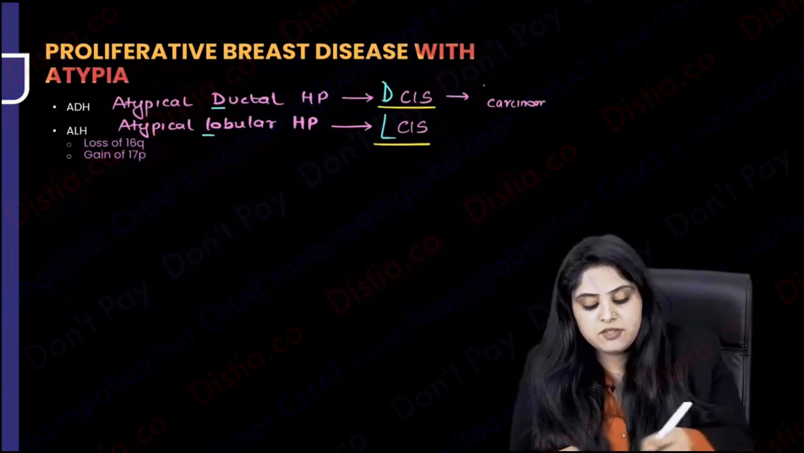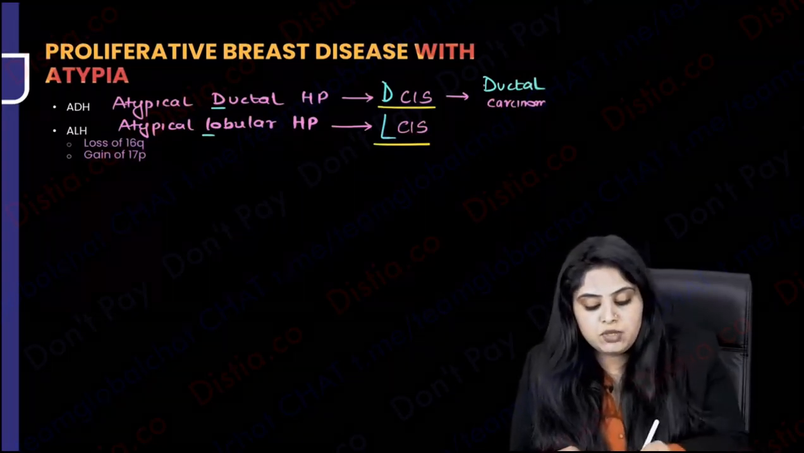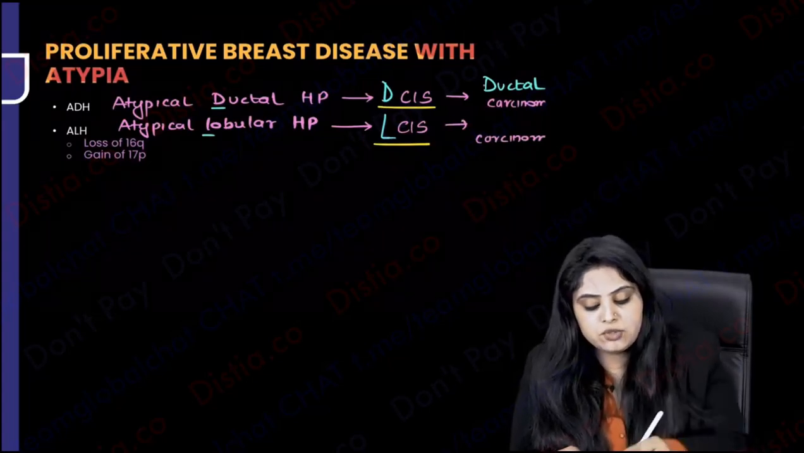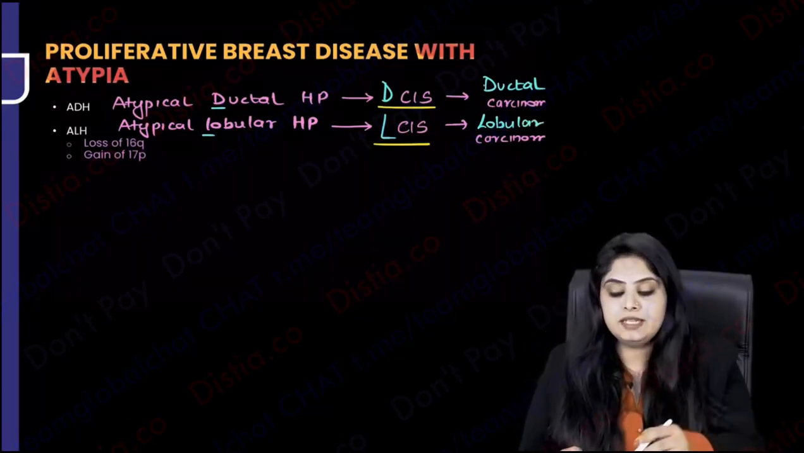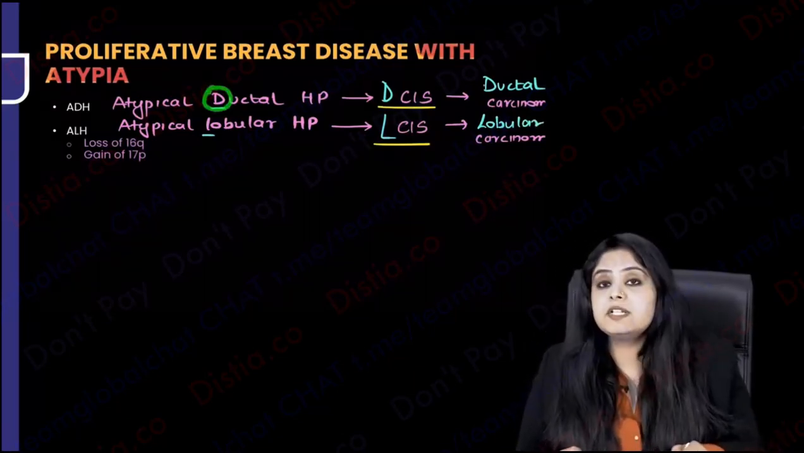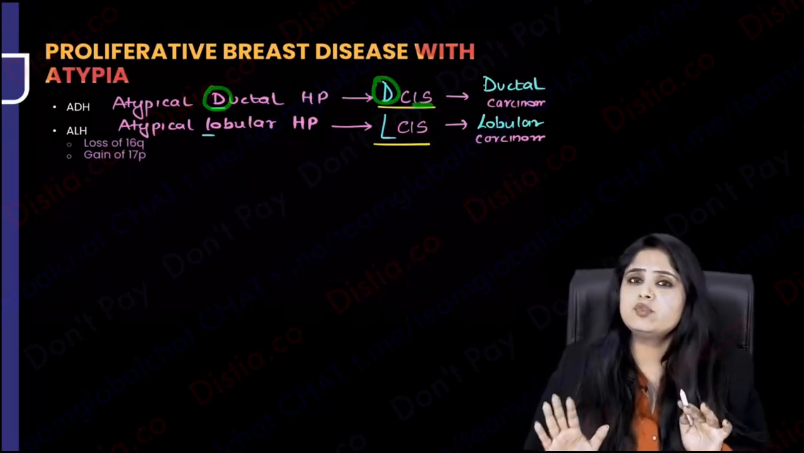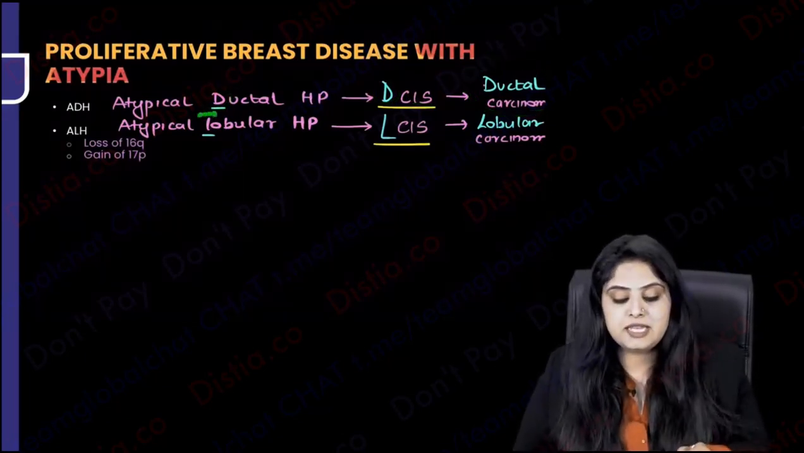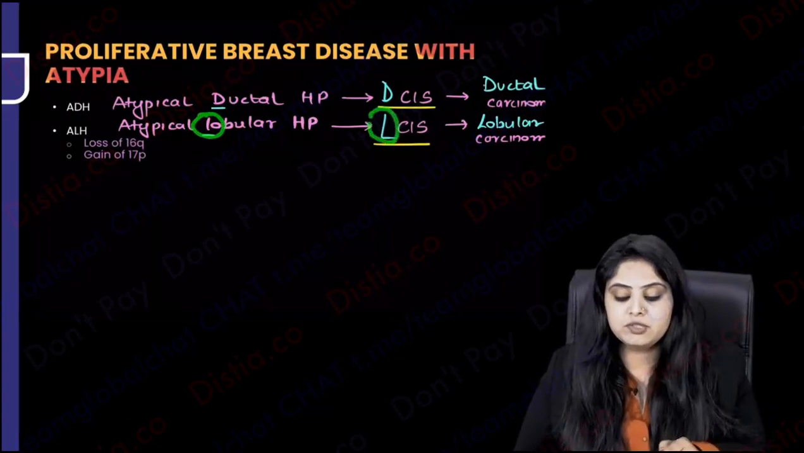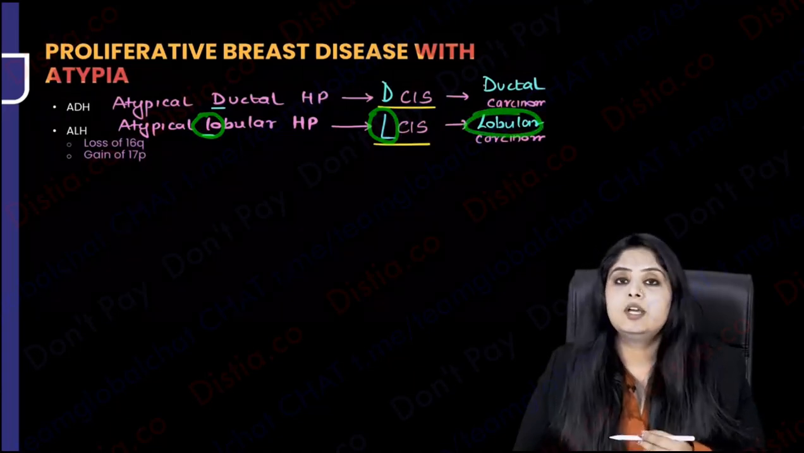So which carcinomas will they go to? Common sense, ductal will go to ductal. This is going to result in ductal carcinoma, and lobular will go to which carcinoma? No points for guessing. It is going to go into the lobular carcinoma. So that's the sequelae. You start with ADH, atypical ductal hyperplasia, going to ductal carcinoma in situ. In situ means pre-cancer, and then finally ductal cancer. Similarly, atypical lobular hyperplasia goes into lobular carcinoma in situ, and finally there is going to be lobular cancer.